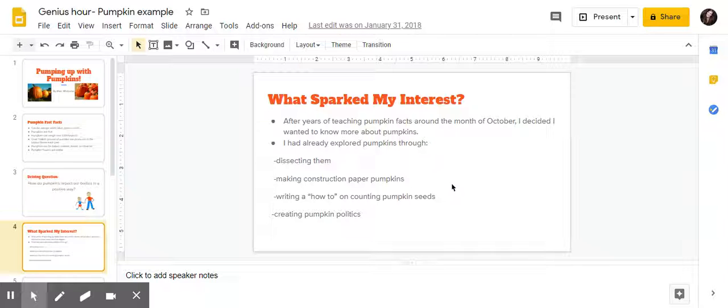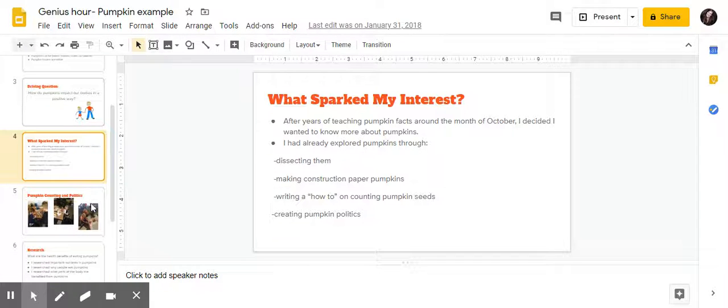From there, I give background information on what sparked my interest. After years of teaching pumpkin facts around the month of October, I decided I wanted to know more about pumpkins. I had already explored pumpkins through dissecting them, making construction paper pumpkins, writing a how-to on counting pumpkin seeds, and creating pumpkin politics. That's a project I do every so often with my students. So that gives you background information on my interest, because Genius Hour is about a passion of yours. So why did you pick that topic to begin with?